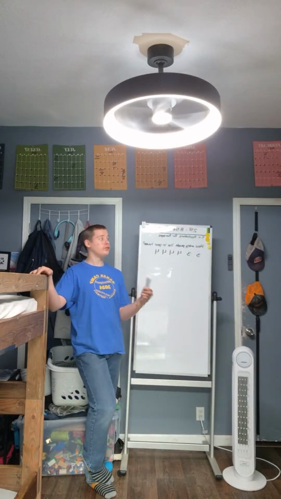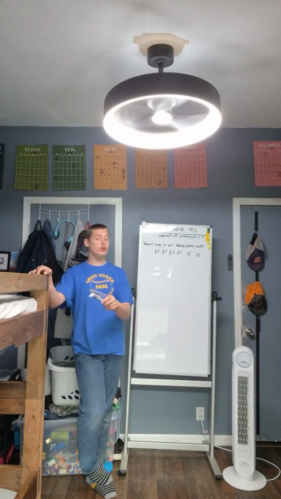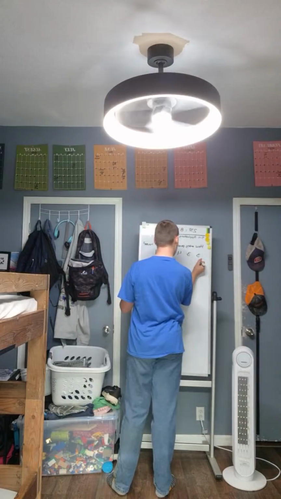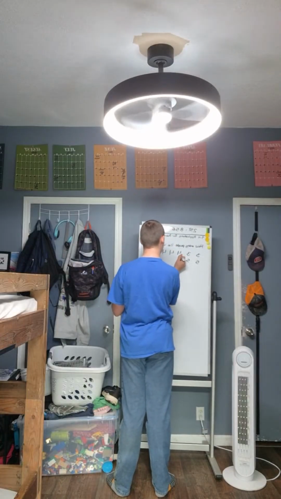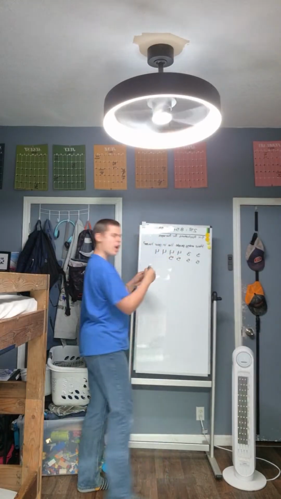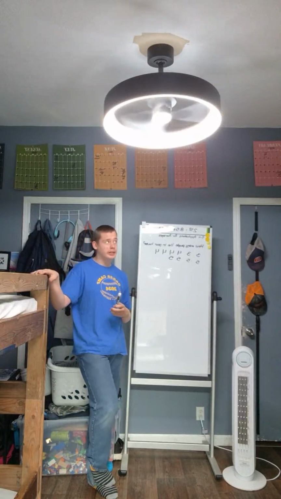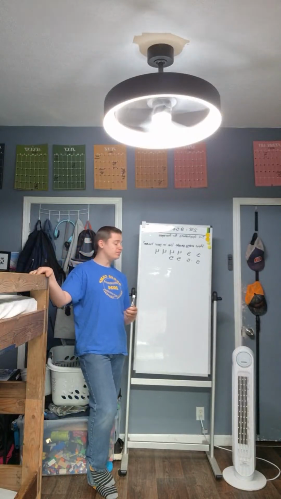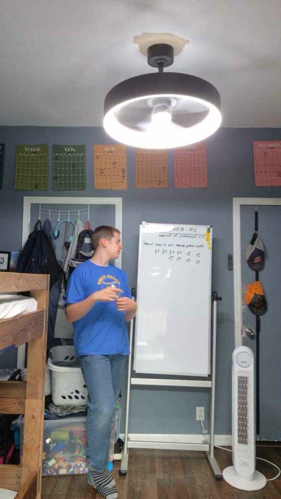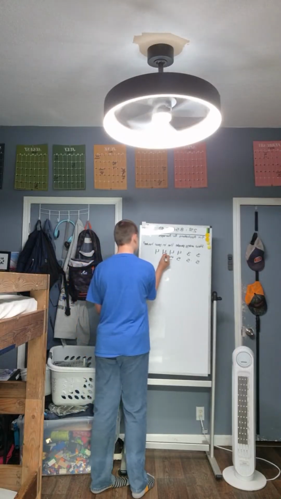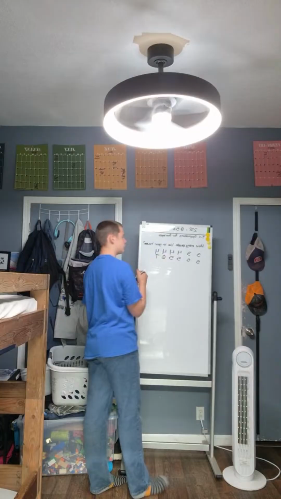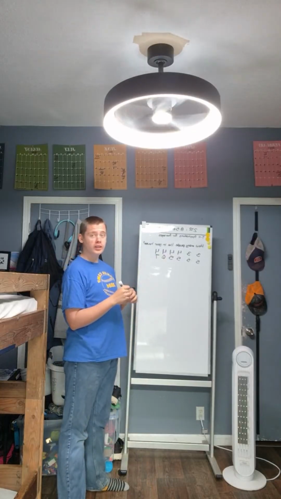4 siblings. There's 5 people. 3, 4. How many people have more than 6? How much do you have? Okay. That's all the 12 students I have.